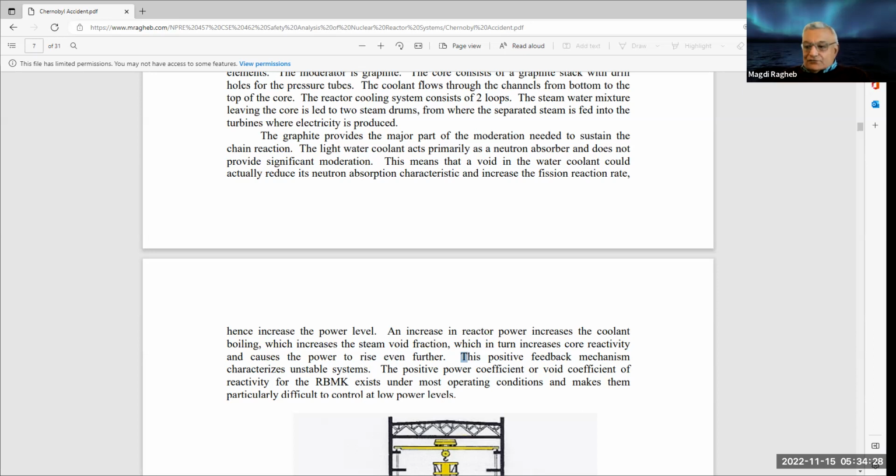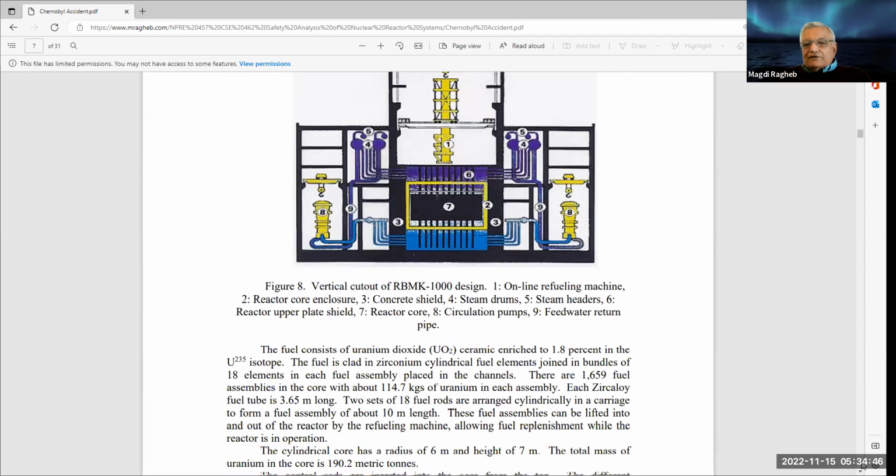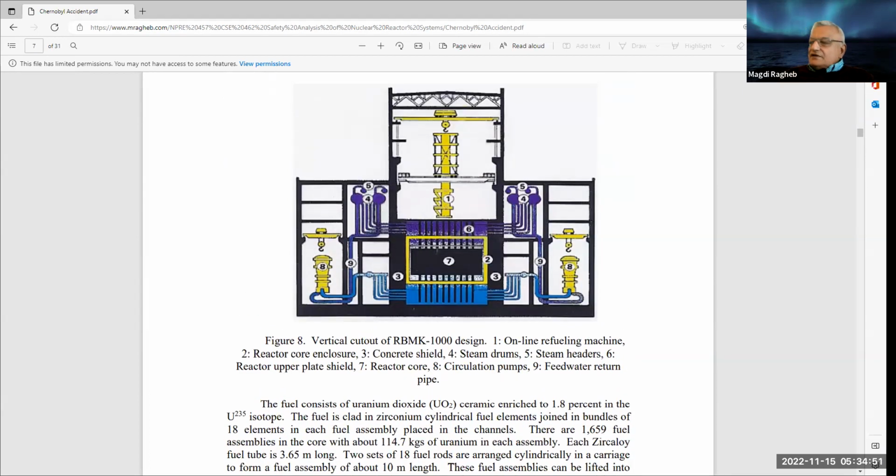In control theory, it's worthwhile for you to study a little bit on control theory. And the positive power coefficient or void coefficient of reactivity for the RBMK exists under most operating conditions and makes them particularly difficult to control, and even more so at low power levels. And that affects what I'm going to tell you later, that they were really conducting an experiment at low power level.